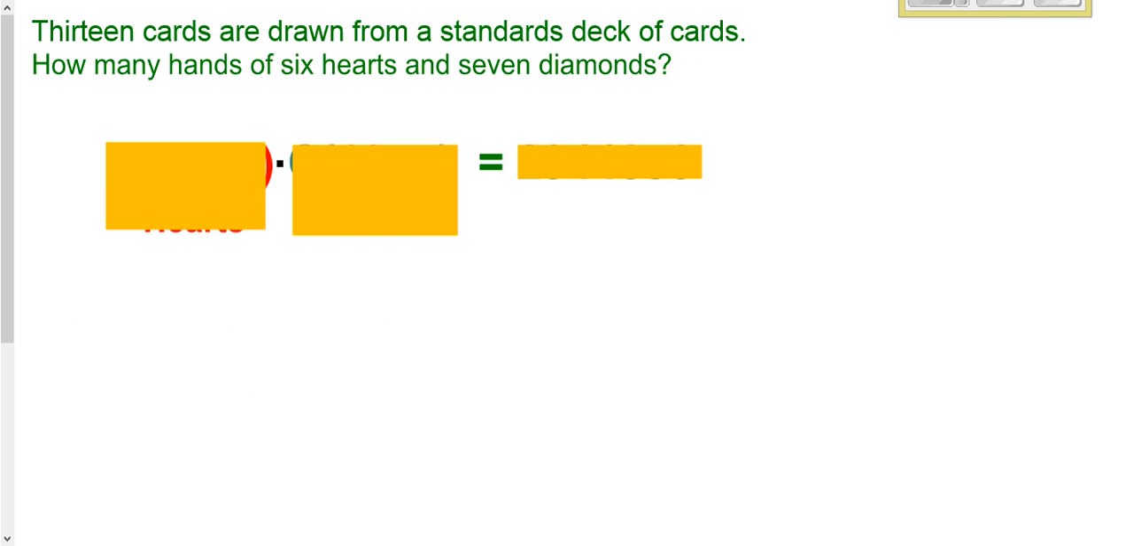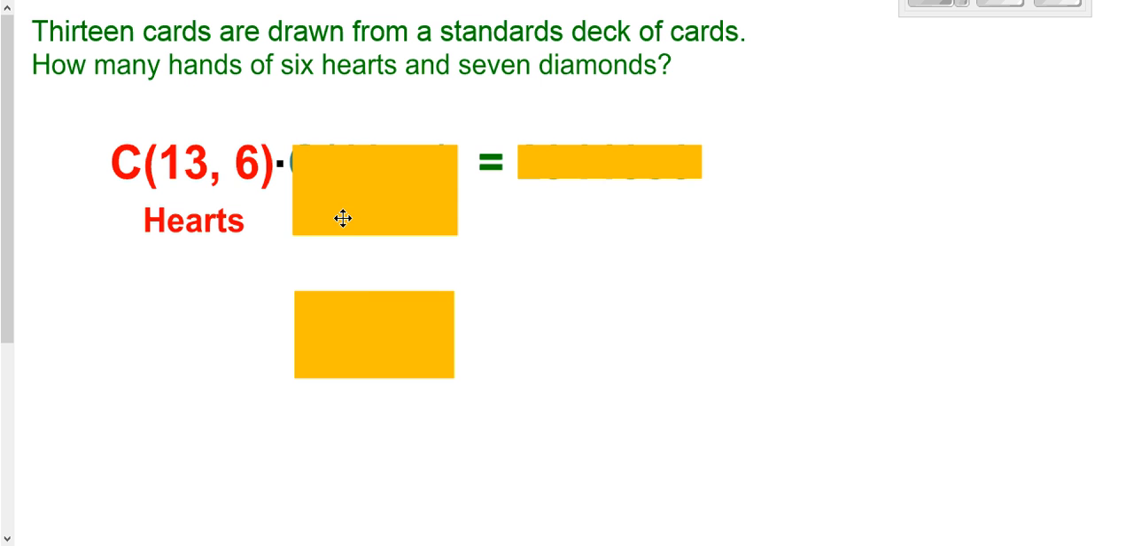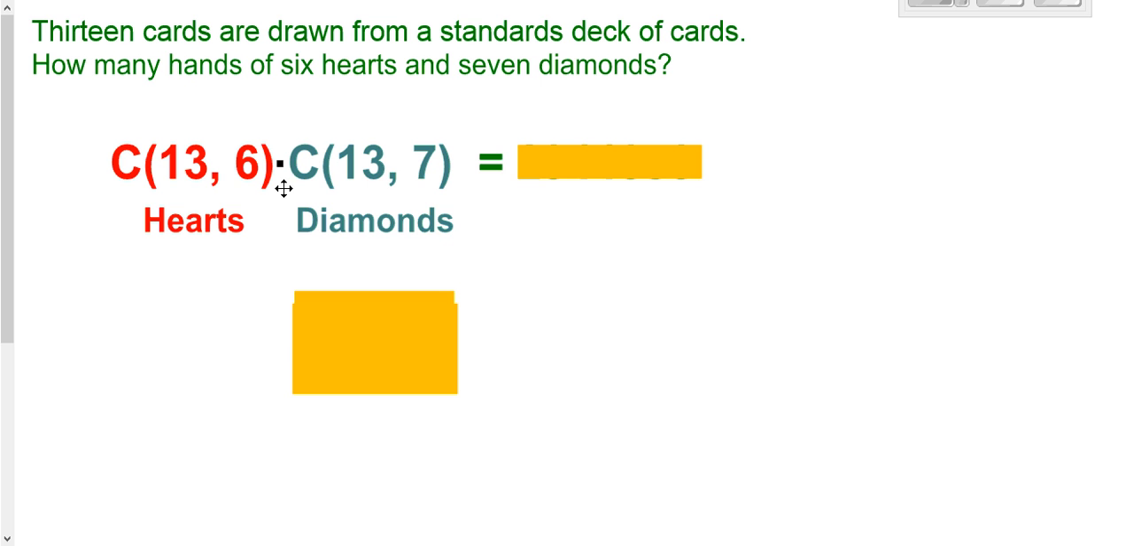Try to do this one here quickly and then watch the video. It's a combination situation. You have 13 hearts. You're selecting 6. Then you have diamonds. You have 13 diamonds. You're selecting 7 diamonds. So then you can type that in and you get this relatively big number, 2,944,656.